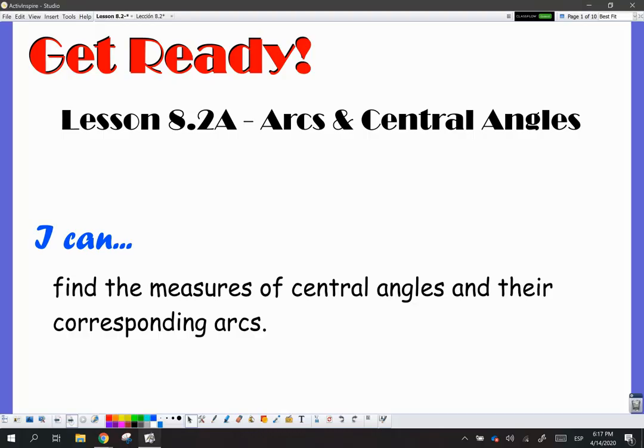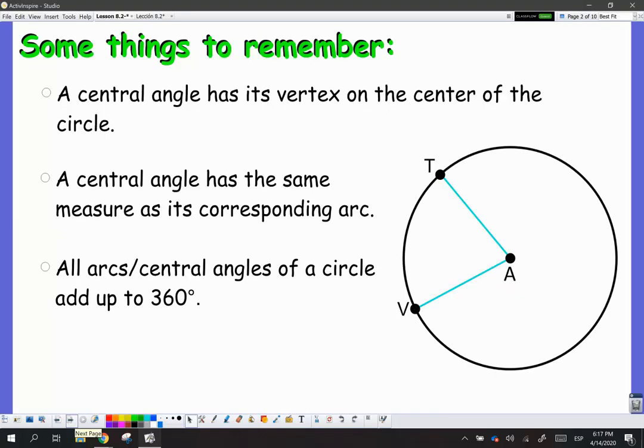So before we go into how to measure them, some things to remember from our last lesson. There are three things. A central angle has its vertex on the center of the circle. A central angle has the same measure as its corresponding arc, and all arcs slash central angles of a circle add up to 360 degrees.